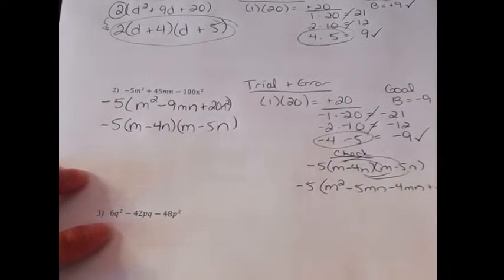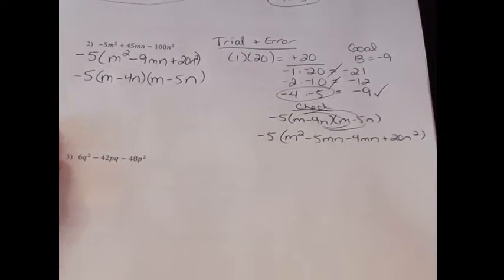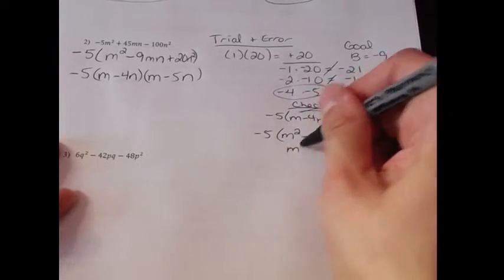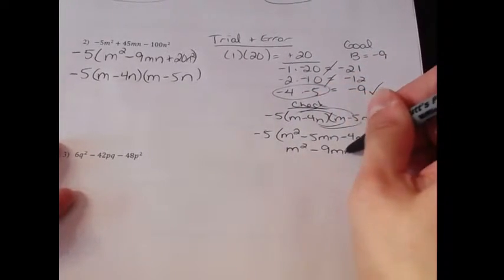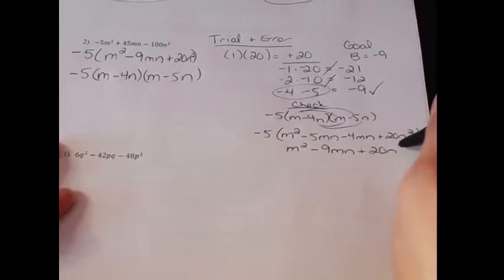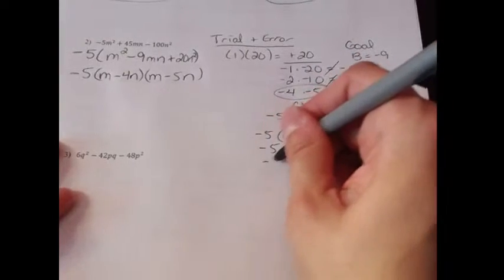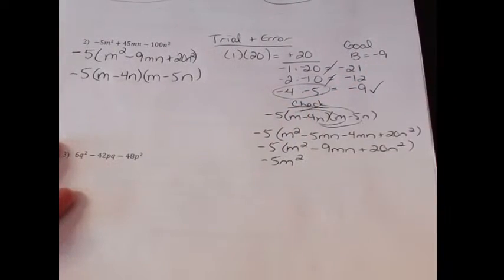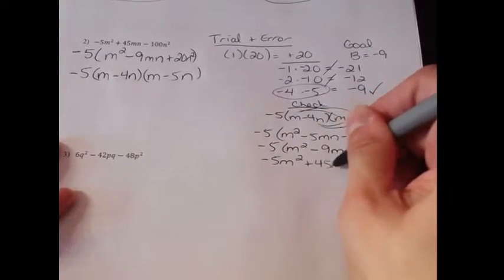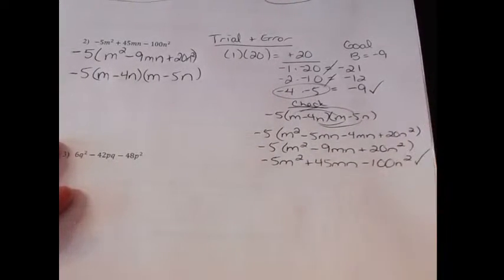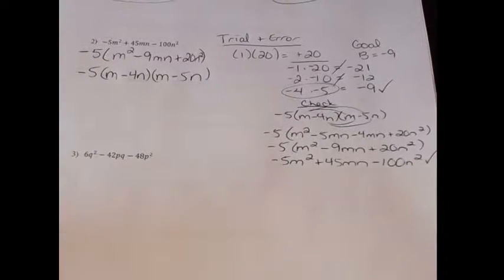You're then going to distribute the negative 5. What I would actually do in this case as well, I would actually combine these two. So we have m squared minus 9mn plus 20n squared. And now I'm going to distribute that negative 5. So we get negative 5m squared, positive 45mn, negative 100n squared. Check. We get exactly the original polynomial. Excellent work.